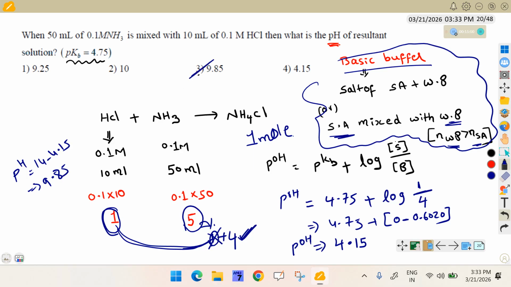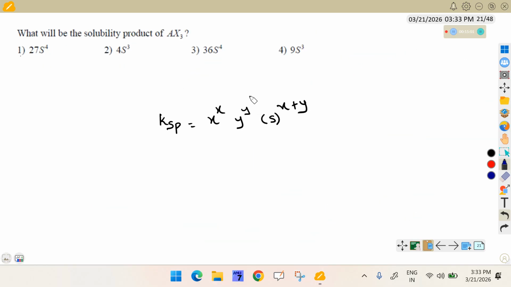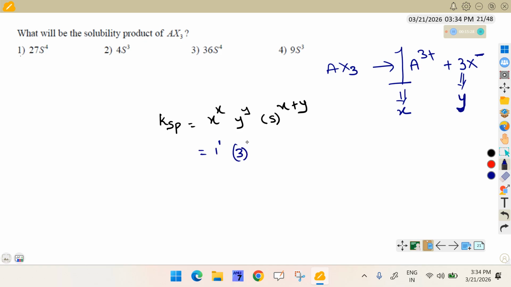Correct option, third option. What will be the solubility product of AX3? AX3 can dissociate into A3+ plus 3X-. Number of moles of cation is 1, that is assumed as x. Number of moles of anion is 3, that is assumed as y. So 1 power 1, 3 power 3, s power 1 plus 3, that is 27 s to the power 4. Correct answer is first option.